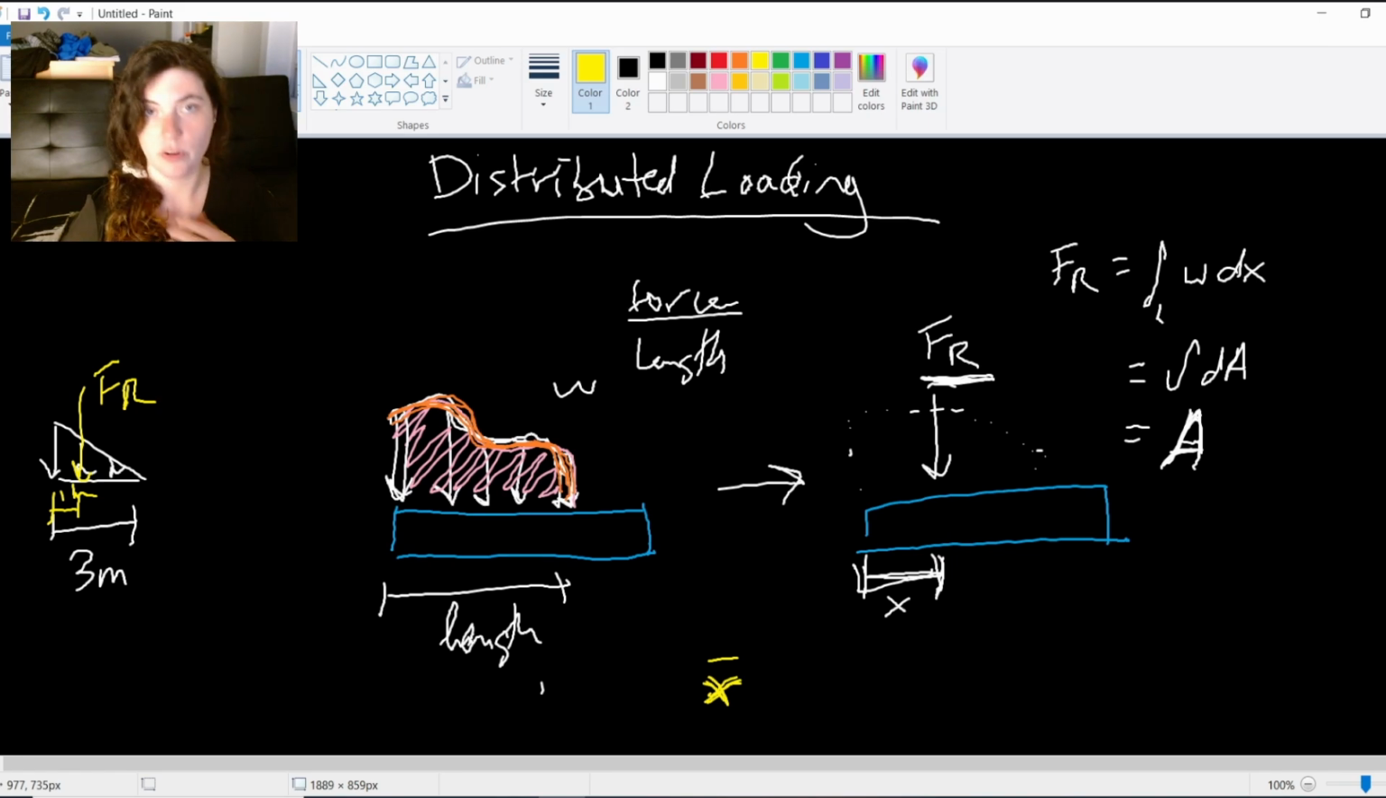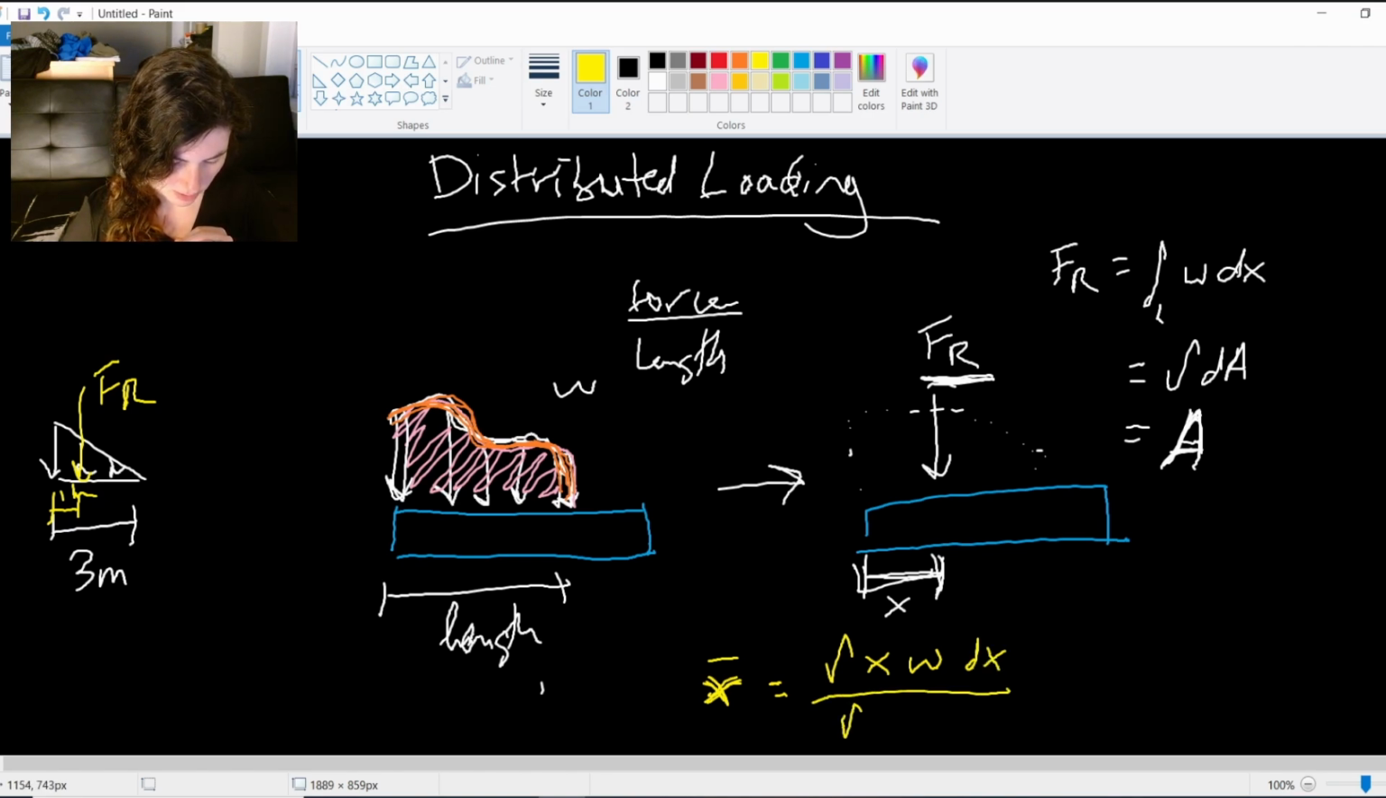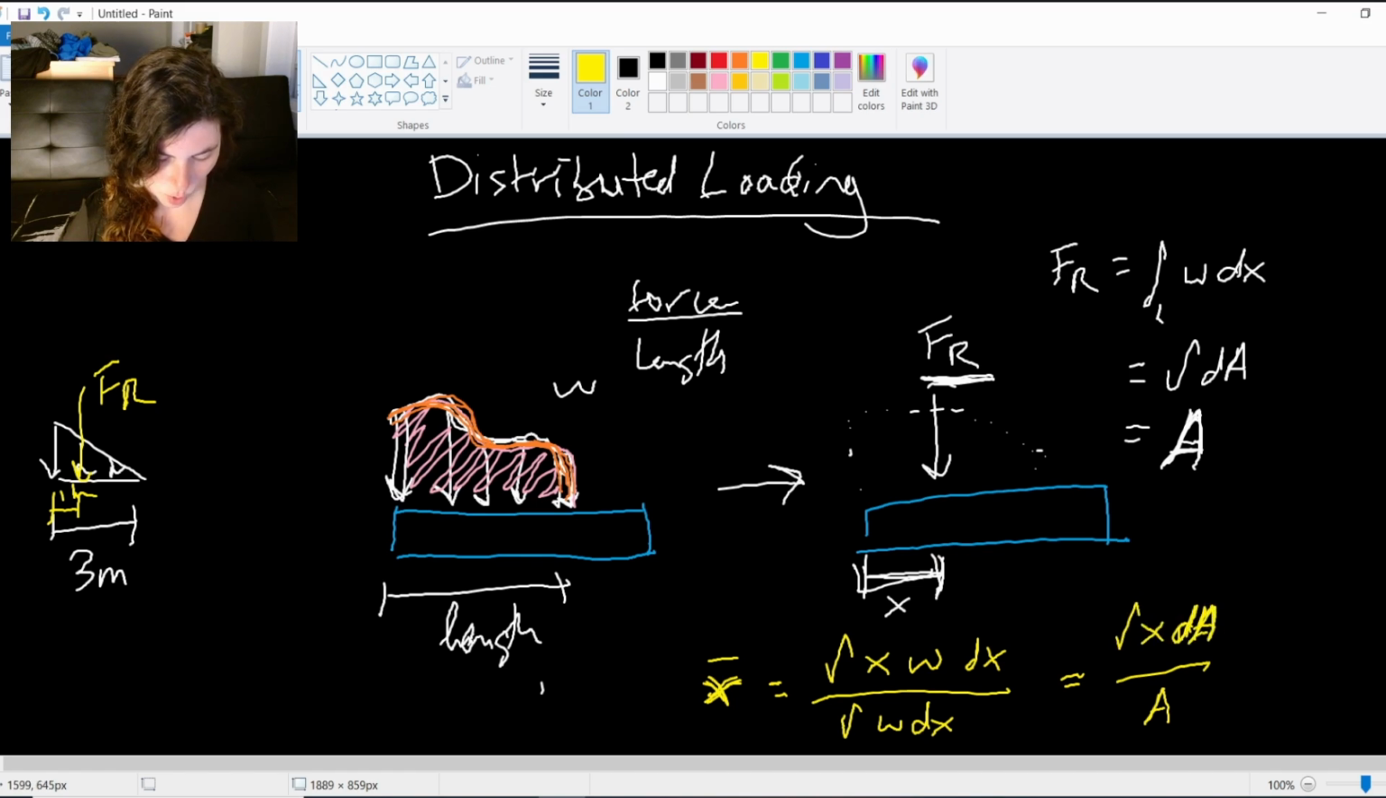So x bar represents the centroid, which is the integral of x times w dx over the integral of w dx. Right, so this is over the area: the integral of x times dA, divided by the total area. So let's take a look at an example of how we calculate this centroid with integrals.